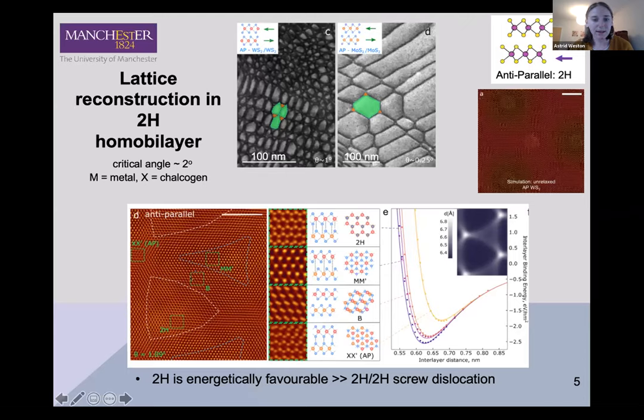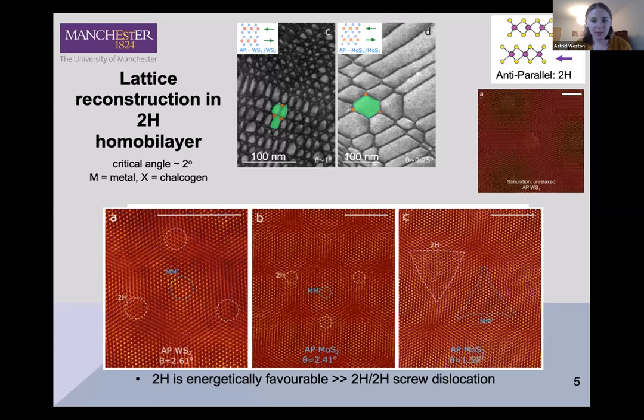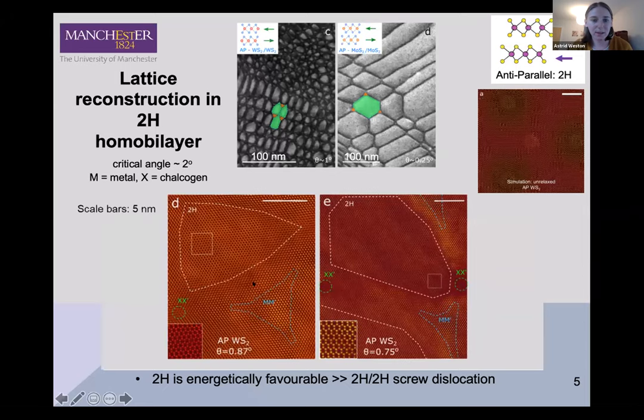The difference in this regime is that these two domains are not equal in energy, so they do not grow equally in size. If we look at the transition over the different twist angles, we see what we expect a rigid moiré superlattice to look like, and then we see these triangular domains form. Eventually we see 2H dominate, and we form 2H, 2H boundaries that are in fact screw dislocations. So we transition from a triangular domain to a hexagonal domain.